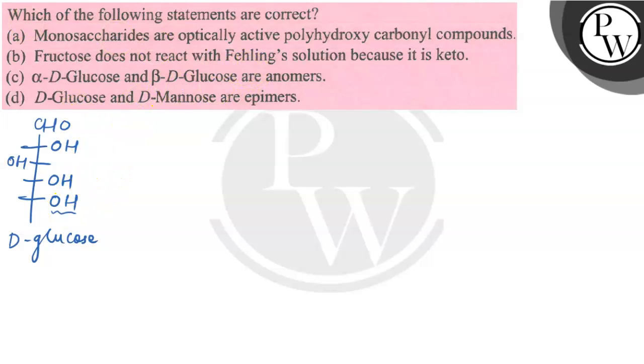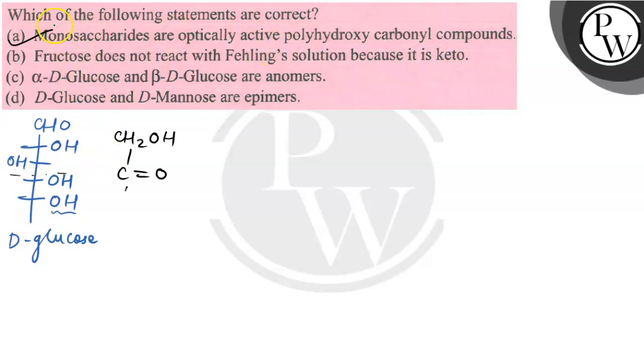So here they are said as optically active polyhydroxy carbonyl compounds. Yes, they are optically active. For example, here we'll be taking CH2OH, here we'll be having C double bond O, and so these are optically active. Okay, so now the first one will be correct. Now the second one, we are told that fructose does not react with Fehling solution because it's a keto.